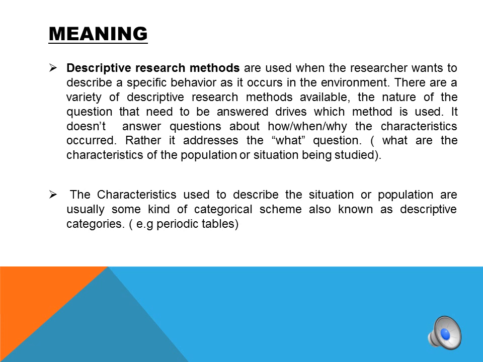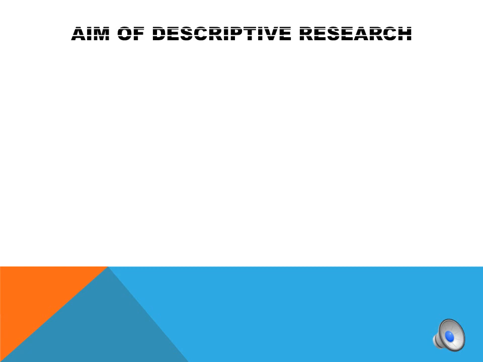The characteristics used to describe the situation or population are usually some kind of categorical scheme, also known as descriptive categories. An example is the periodic table. Descriptive research method is the most widely used research design, as indicated by dissertations and research reports of institutions.